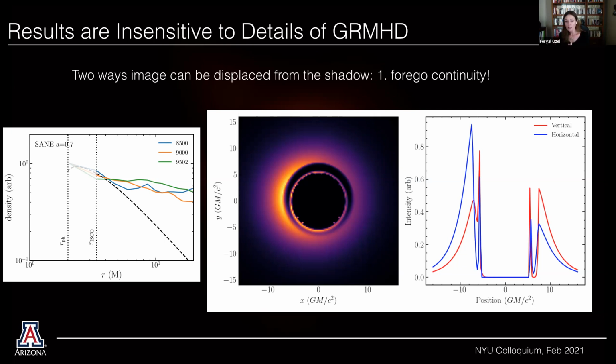Then and only then can you displace thin rings from the photon ring, as you can see here, basically make additional peaks in this that are artificial. I am willing to bet that this is not something that we're willing to consider as far as a reasonable plasma model. There is actually a second way the image can be displaced from the shadow.